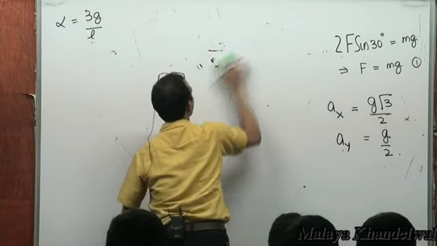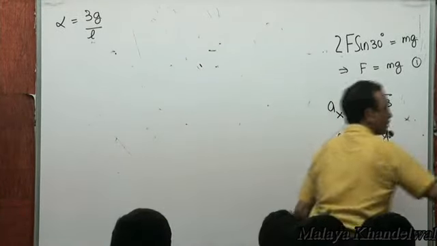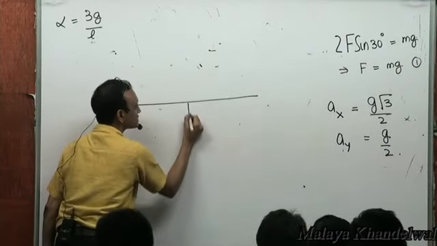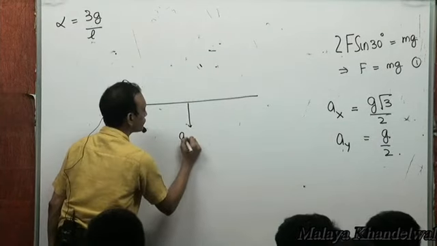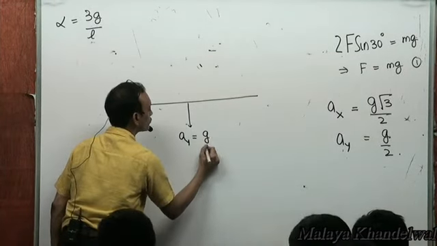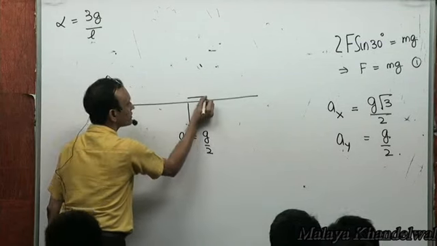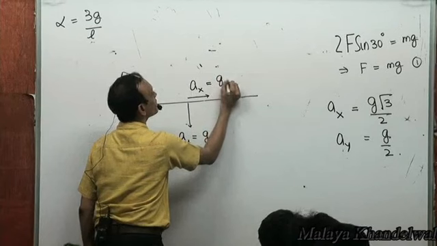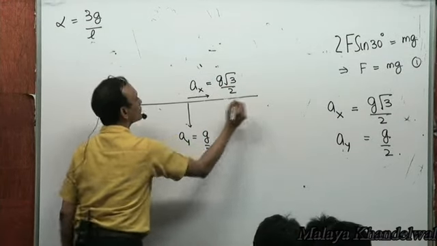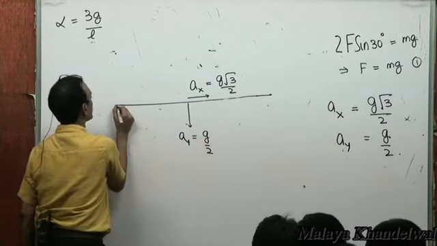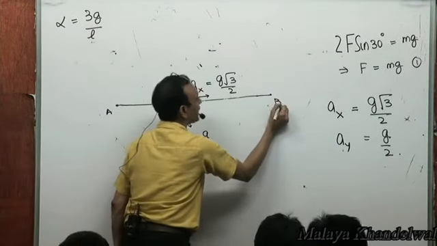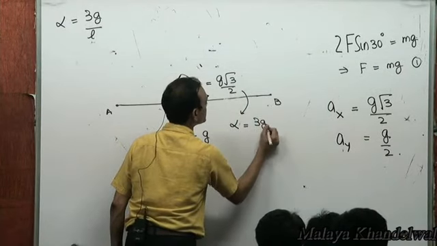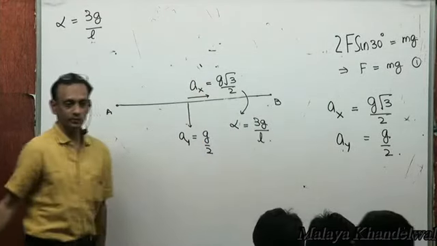See, for the rod, there is acceleration in the y direction, which is g by 2 for the center of mass, and the acceleration in the x direction, which is g root 3 by 2. These are points A and B. And then there is angular acceleration alpha, which we have computed as 3g by L, right?